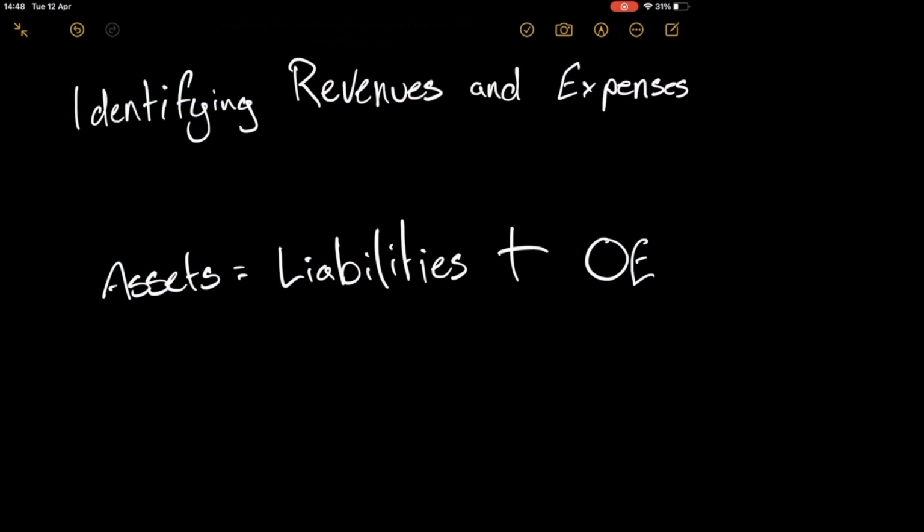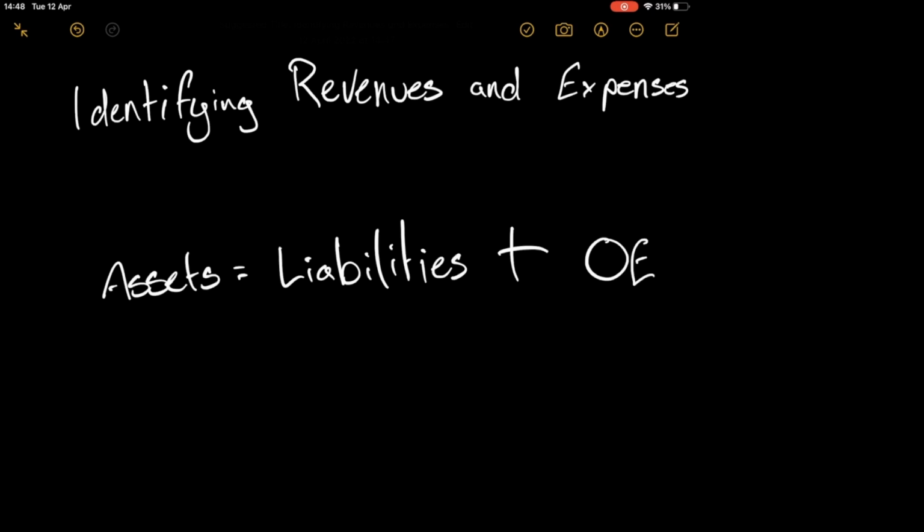So what I'm going to do is roll in the idea of how we look at revenues and expenses and how we account for them all in one go. To start with, what I want to show you is just how we go about identifying revenues and expenses a little bit better. So let's have a look at this. This is pretty similar to what I showed you in our last class. So what you can see here is our accounting equation, assets equals liabilities plus owner's equity.